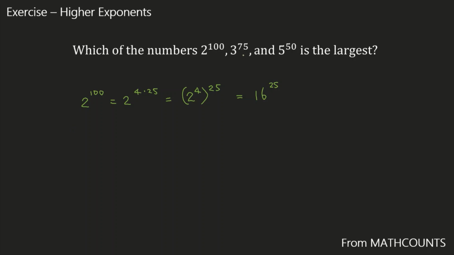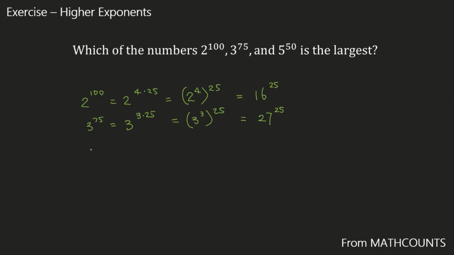Now let's look at our next number, 3 raised to the power of 75. So that's the same as 3 raised to the power of 3 times 25. Okay, so similarly, that's 3 to the 3rd, the whole thing raised to the 25th power. 3 to the 3rd is 27, raised to the 25th power.